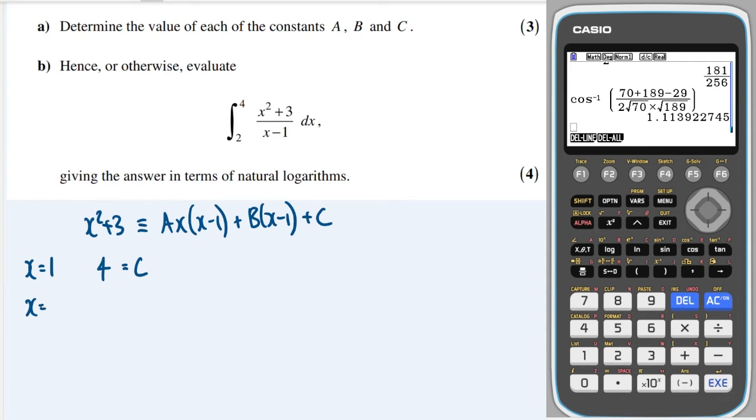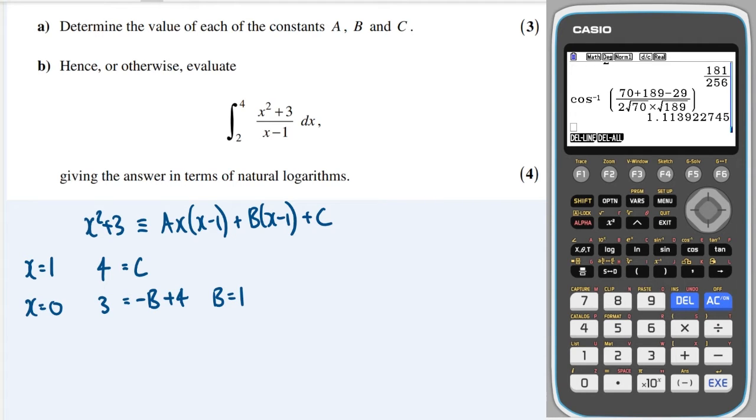Then I'm going to let x equal 0. And if that's the case, I'm going to get 3 on this side. This bracket here will cancel because there's just a times by x, which will be 0. This will give me minus b. And then plus c, which we know is 4. So this tells me that b is equal to 1.